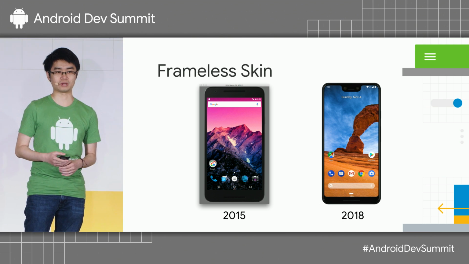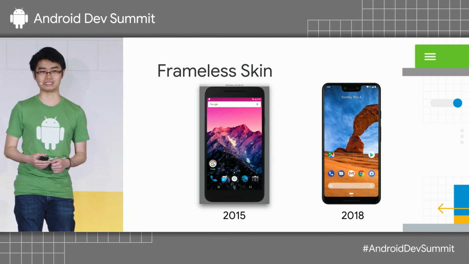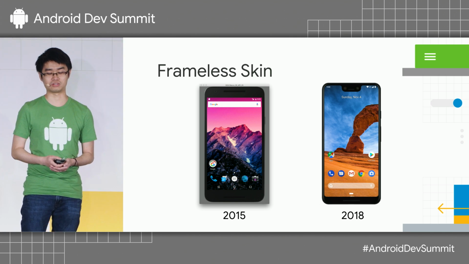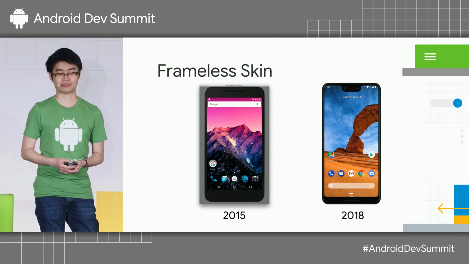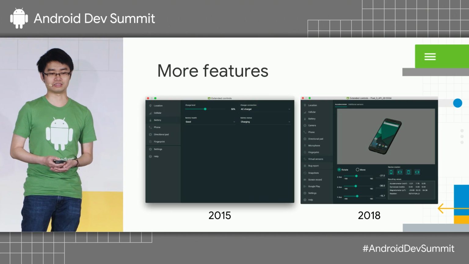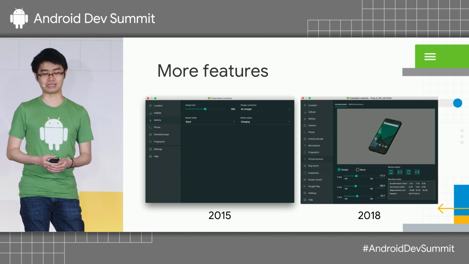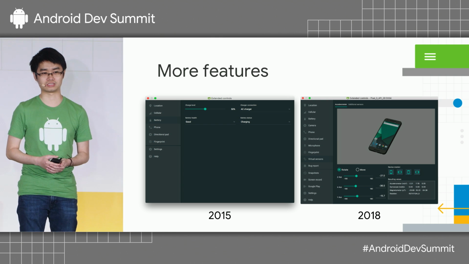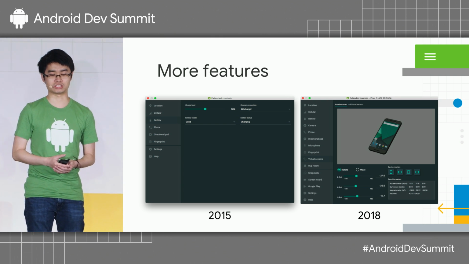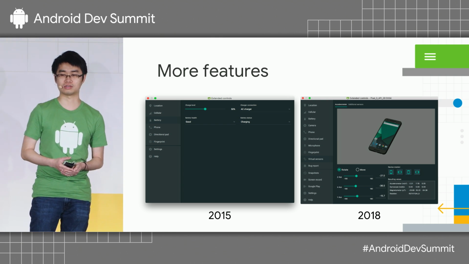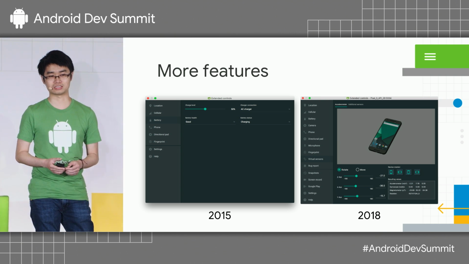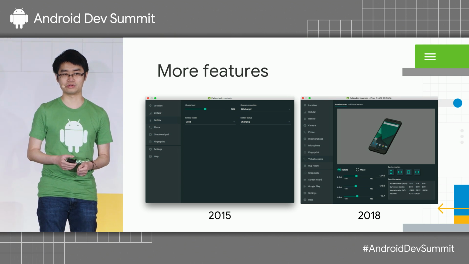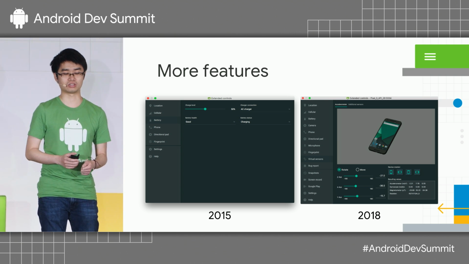Firstly, there is frameless skin support in the 2018 emulator, which doesn't have the window frame and gives you a better UI experience. Secondly, you might have noticed that in the expanded panel there is a much longer feature list, with new features such as screen recording, virtual scene support, Snapshot, and Google Play Store. I will go over all those features in this talk one by one.